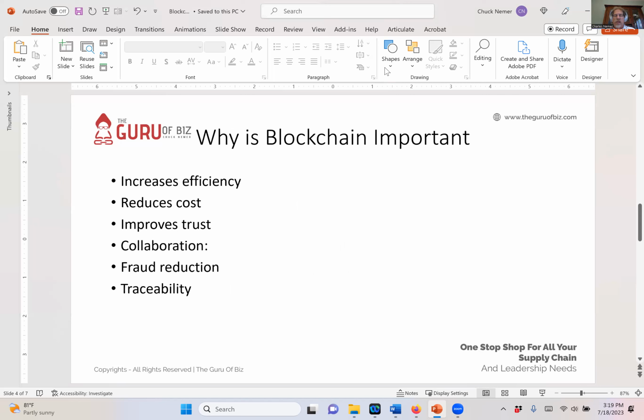So from an importance standpoint, when we look at it, certainly transparency, trust, efficiency, collaboration, so multiple people can work at the same time, a better chance we'll catch fraud, so reduce it, and have improved traceability where we can see things moving across the supply chain.